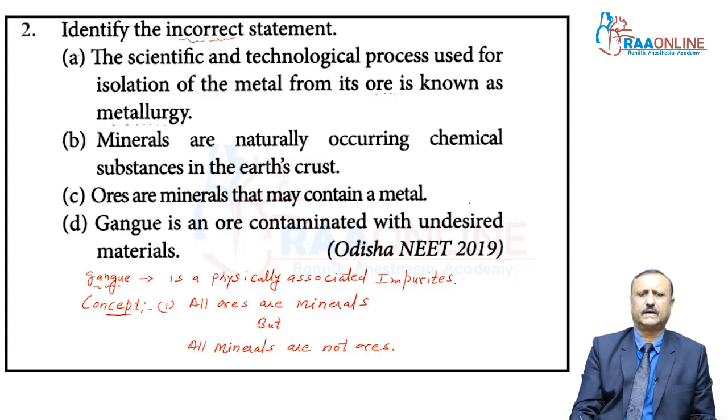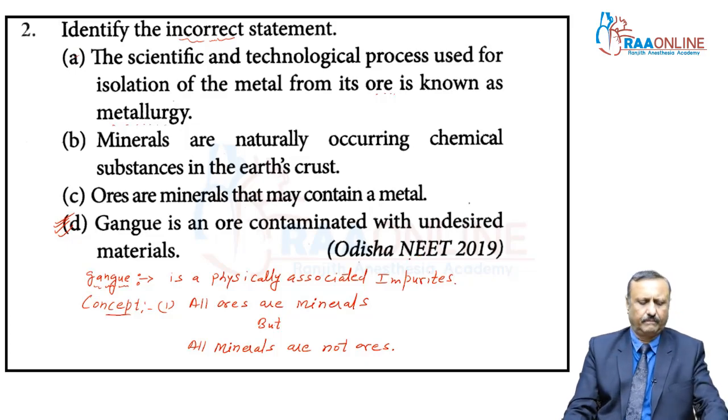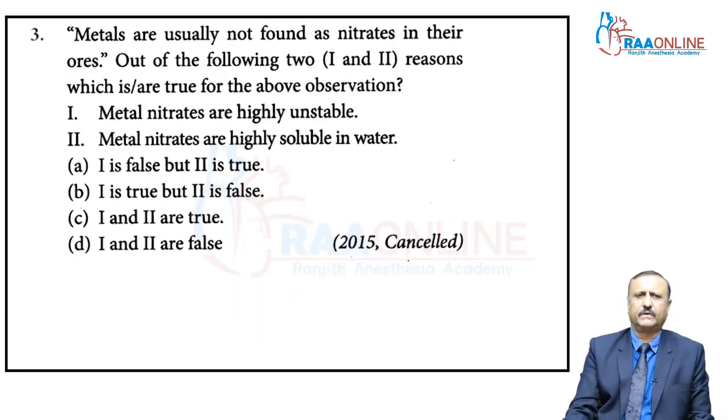So my dear friends, here it is called gangue. And what is gangue? Gangue is physically associated impurities. So this is the incorrect statement. So you can write here incorrect statement, and this question was asked in NEET 2019. Question number 2, answer is D. Now my dear students, we can go to question number 3.